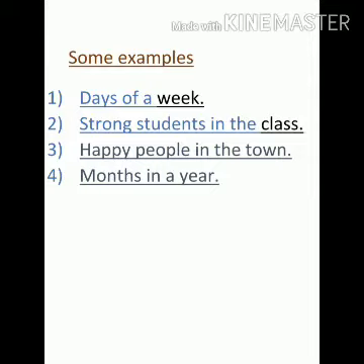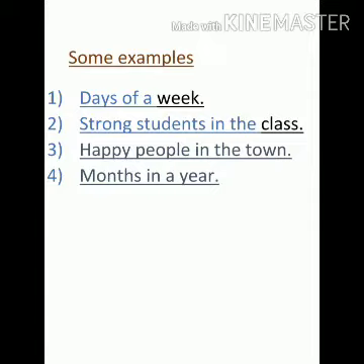First one, days of a week. If I ask each and every student in the class what are the days of a week, I get the same answer from each student, that is Sunday to Saturday, because the collection of days is well defined.